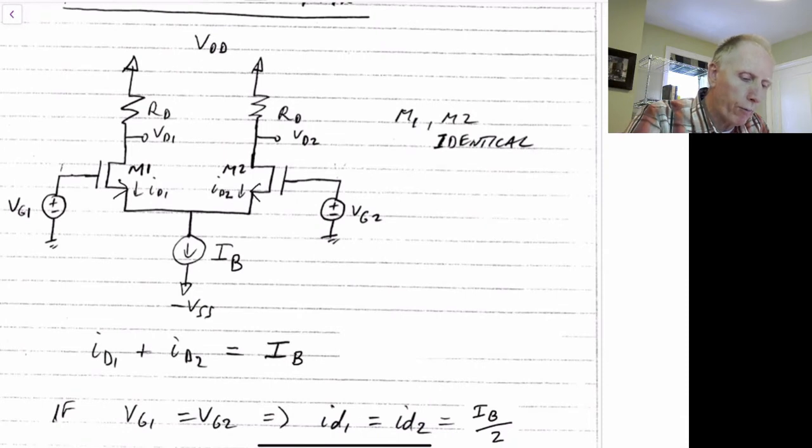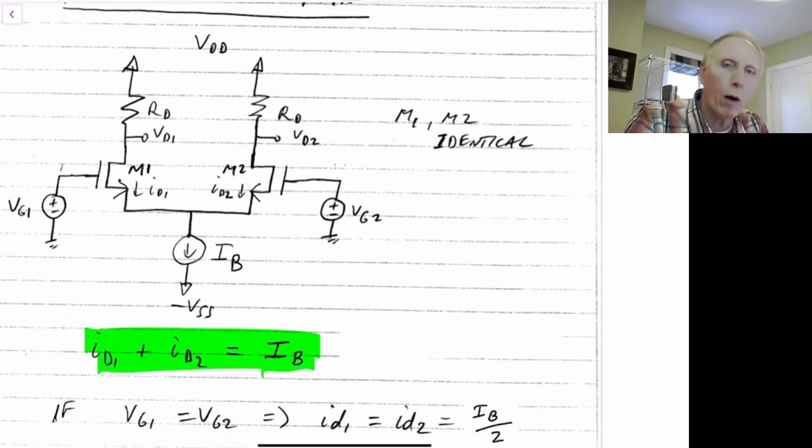First off, what we know from this circuit is that ID1 plus ID2 must equal the current IB. So it must equal this current here. So we have this equation, and it will always be true no matter what the voltages are, assuming that IB remains in the active region, so there's enough voltage across IB so that it can operate properly as a current source.